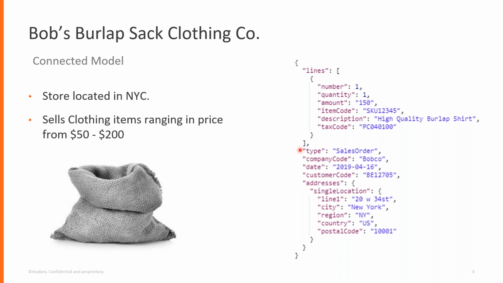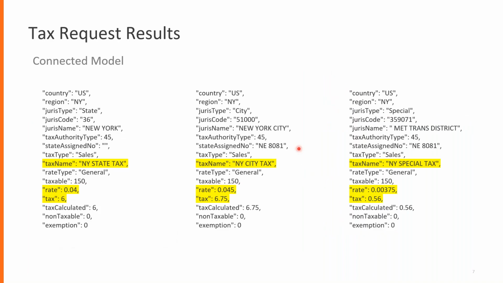Because we're still just quoting, we're still at a sales order document type. Still processing the same company code, still the same date, still the same customer code, and still the same location. However, this time, when we process the order, we're actually going to get tax because that item was over the threshold. So this time we can see that New York State came back with $6 in tax. The New York City tax came back with $6.75, and the special tax came back with about 50 cents. So the total item cost worked out to about $163 and some change. So that's the quote that you can provide the customer.